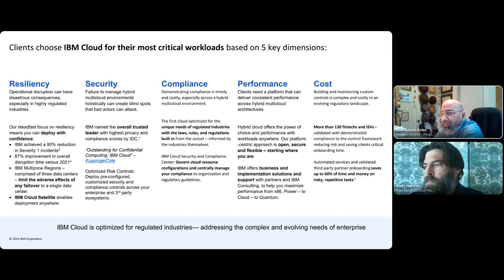First of all, we take an architectural approach to stability, with IBM multi-zone regions comprising three data centers each, engineered for resiliency, which limit the adverse effects of any failover to a single data center. We even have some cross-multi-region backups that can mitigate that even further. IBM Cloud Satellite, for example, brings cloud services and workloads to run anywhere, either on-prem or even on other CSP infrastructure that you may have available, with the same high availability profiles.